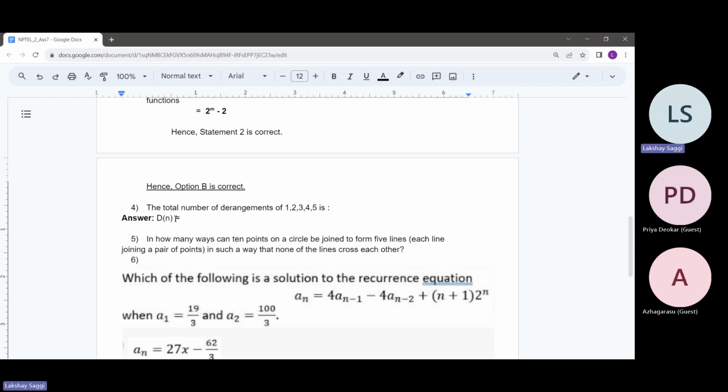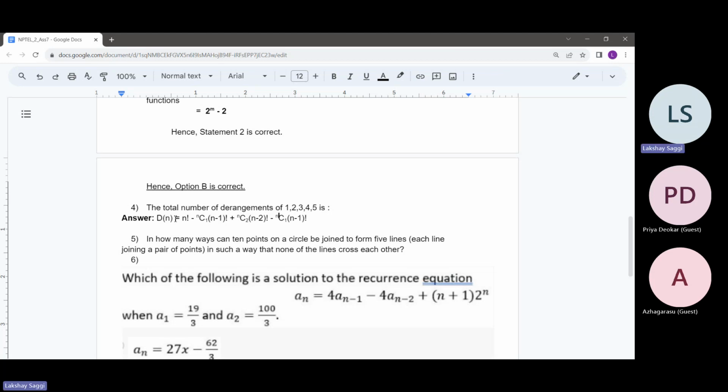So the formula for the nth derangement is nothing but n factorial minus n choose 1 times n minus 1 factorial, plus n choose 2 times n minus 2 factorial, minus n choose 3 times n minus 3 factorial.